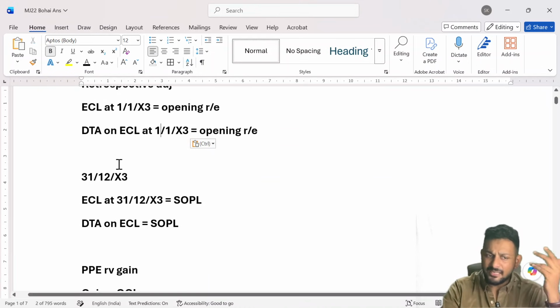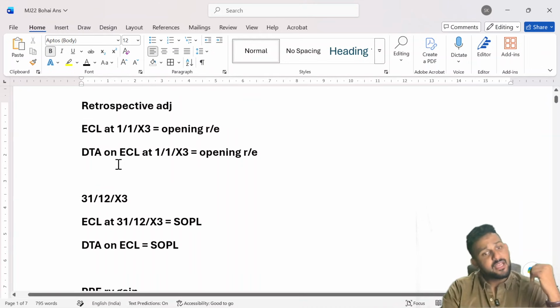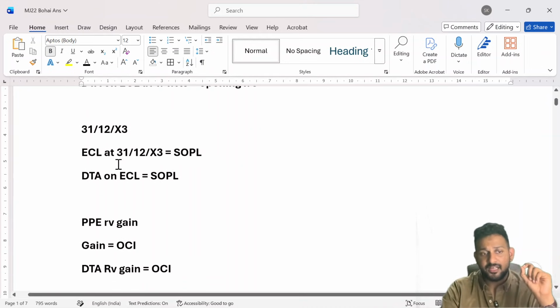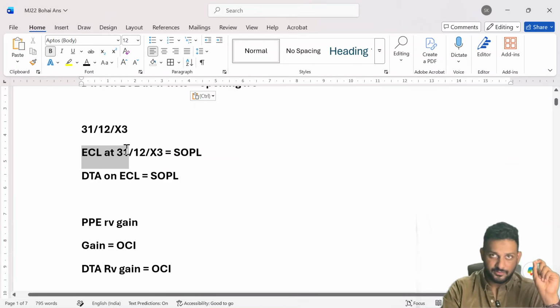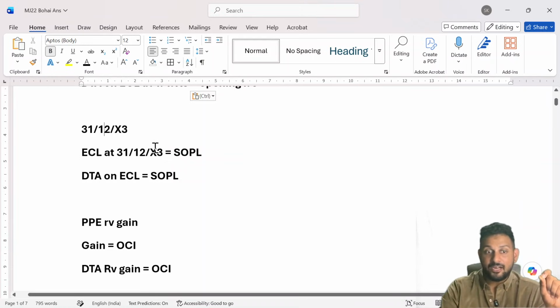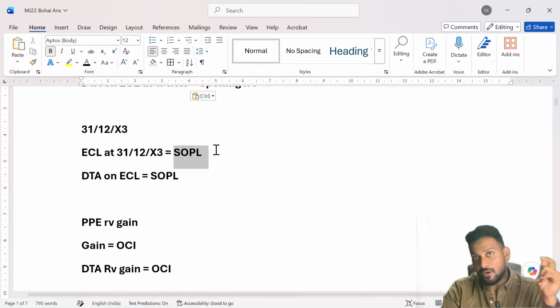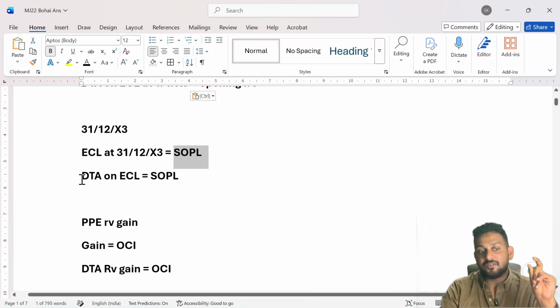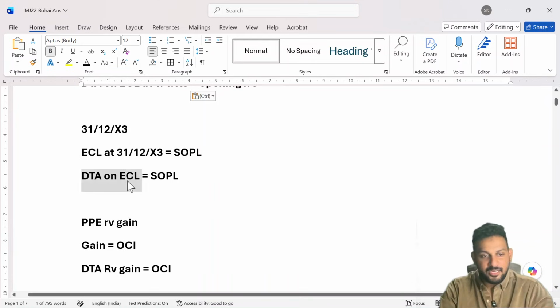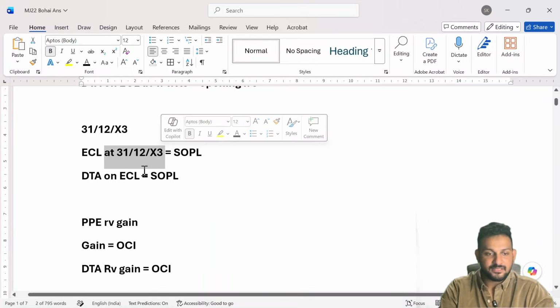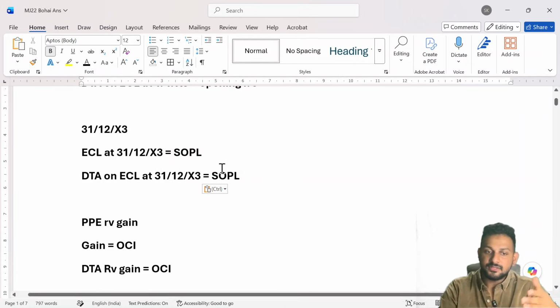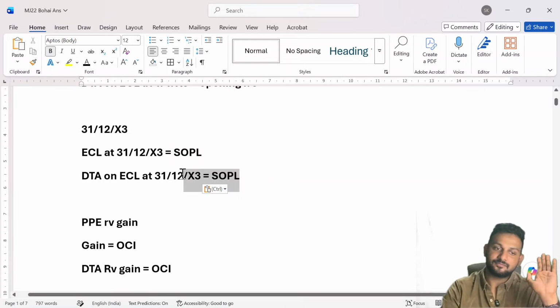Clear? Let me give you one more example. Let's say at the year end, you record expected credit loss. At the year end, the expected credit loss will be taken to where? SOPL, because it's a year end adjustment, not a retrospective adjustment. So the deferred tax on the expected credit loss at 31st December will be taken to the same place, SOPL. Clear?